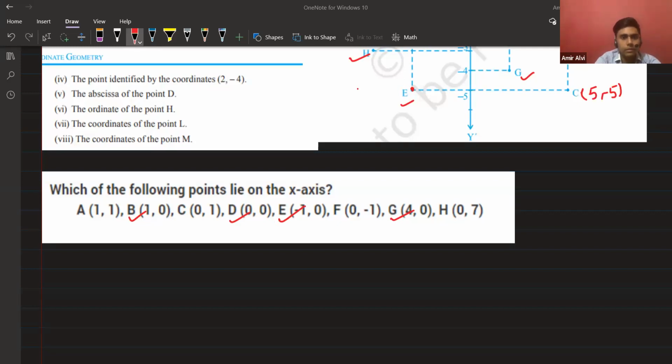Just a second. Symmetry. Okay, so I have one question here, just basically a plotting of graph type.